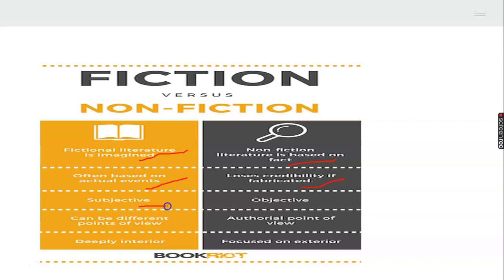Then fiction is subjective, narrow-minded. Non-fiction can always be objective. Then non-fiction can have different points of view, but fiction has the author's point of view only. And lastly, fiction is deeply interior, that is, based on what you know and you imagine. Non-fiction is exterior, your personal experiences.